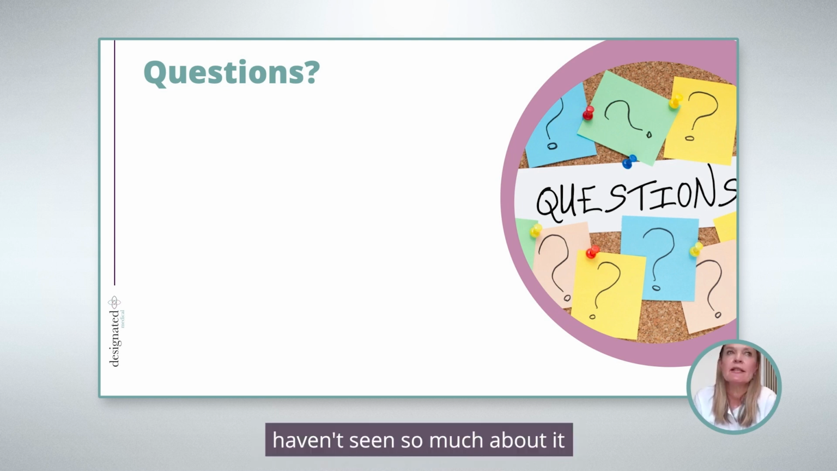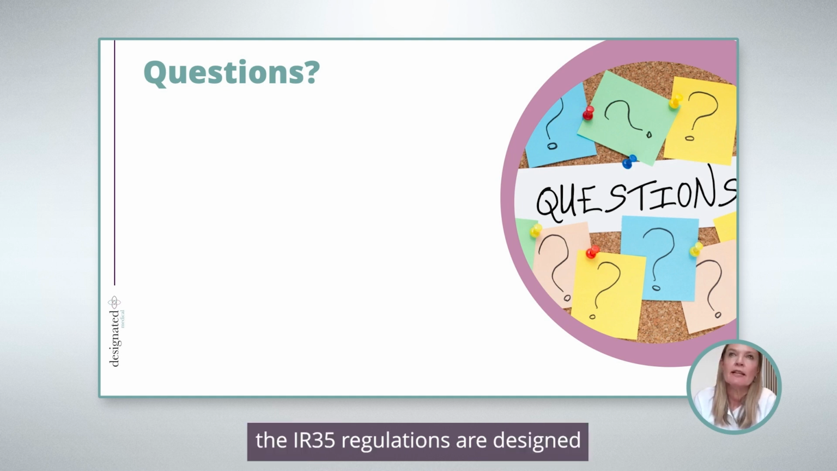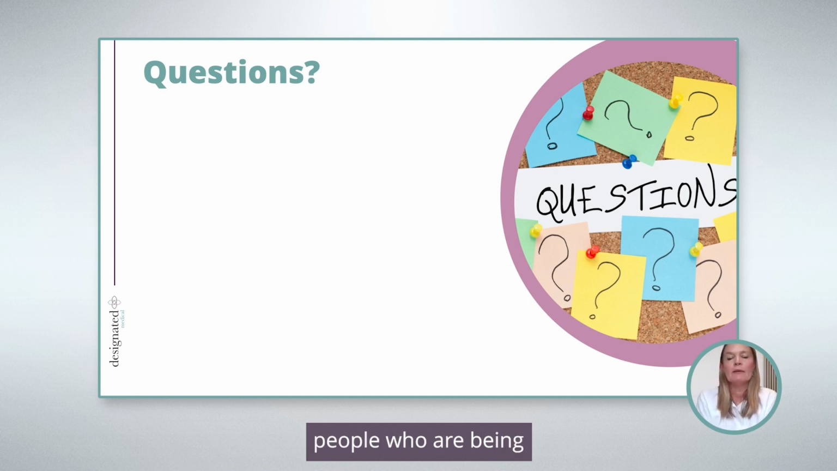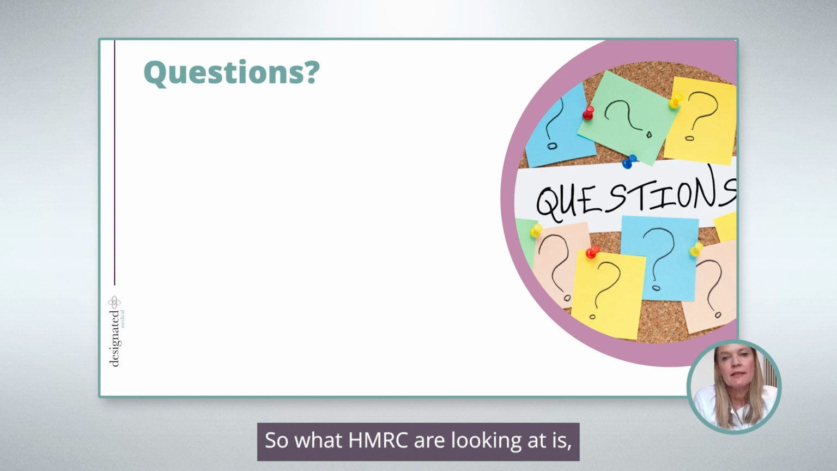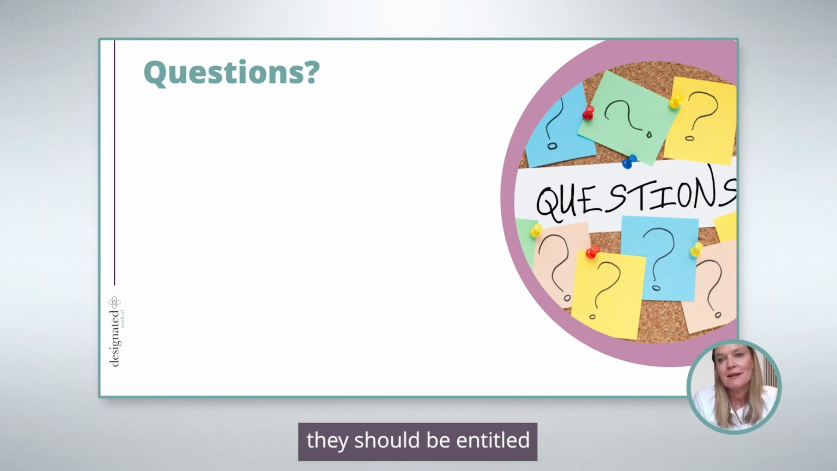We haven't seen so much about it in the press recently, but basically the IR35 regulations are designed to protect people who are being engaged as self-employed when really they should be employed. What HMRC are looking at is that if someone should be employed, they should be entitled to national insurance, PAYE, paid holiday, and all of the other benefits an employee should have.